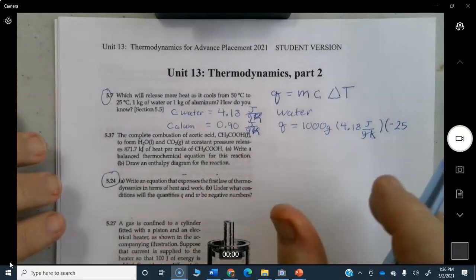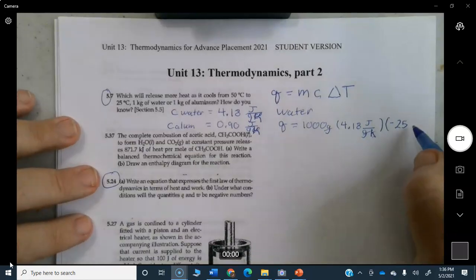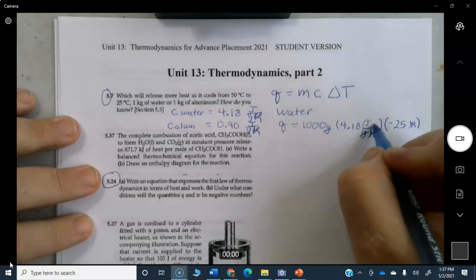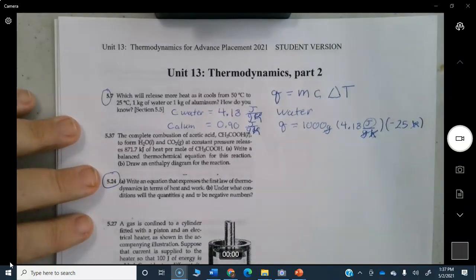So that's actually a little trick to the problem, is to know that you understand that difference. So I'm going to go ahead and Kelvin cancels with Kelvin. Grams, I already canceled grams with grams. So your final unit of measure is joules, which is what you want.